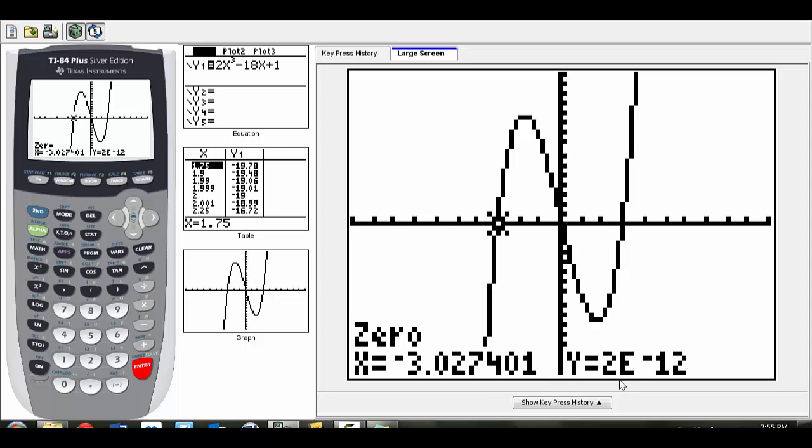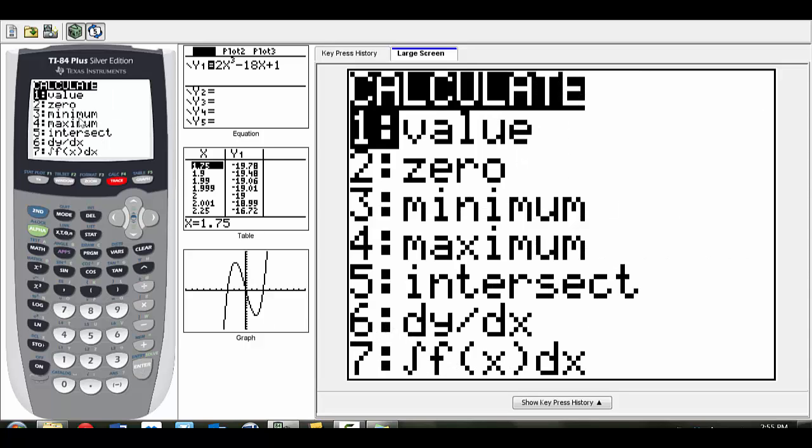And you get one of your zeros to be -3.027, and that 2 times e to the -12th. Remember, that means 2 times 10 to the -12th. So that number is super close to 0, so we could say that that's 0. So our x-intercept is -3.027.